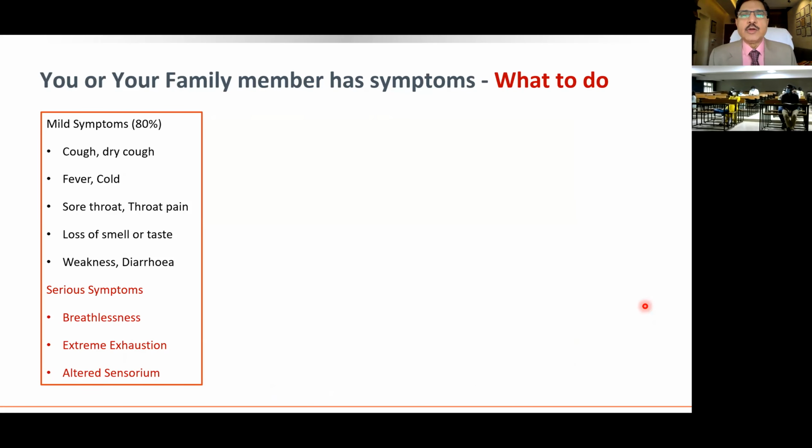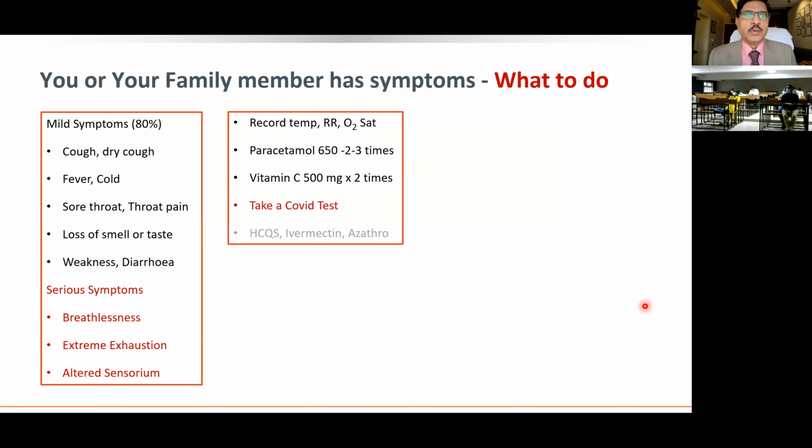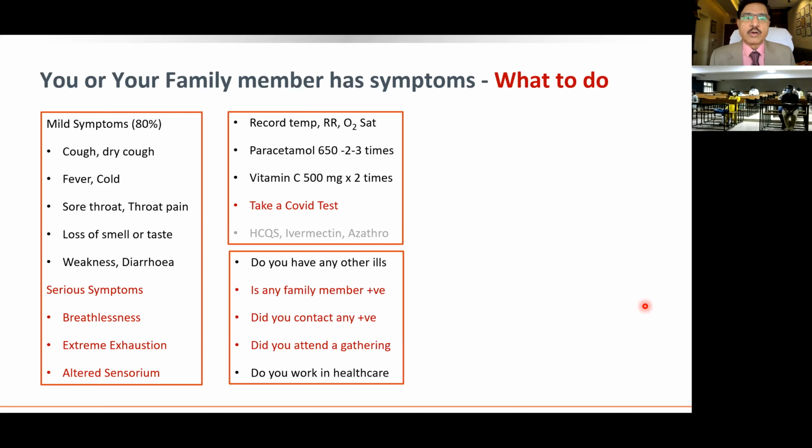Suppose somebody in your family gets symptoms, what do you do? They have symptoms of COVID: record the temperature, respiratory rate, oxygen saturation, give paracetamol 2 or 3 times a day, vitamin C twice a day, take a COVID test. Interventions like HCQ, ivermectin, azithromycin, I have put in gray color because earlier they were being used. Today they have found that they are not going to be very useful.